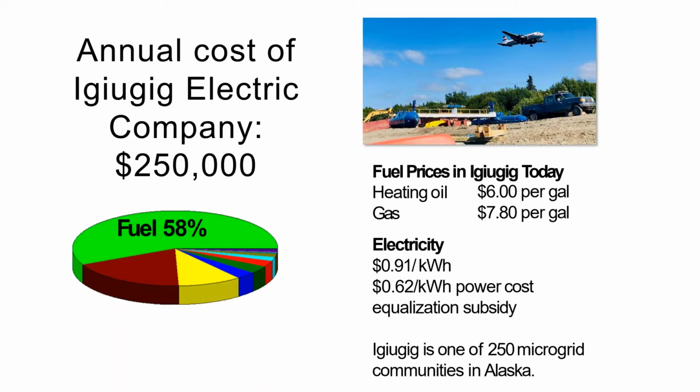On top of that, we're paying almost $1 a kilowatt hour. And if some of these programs that I just mentioned, like power cost equalization, were to go away, our residents would have a hard time affording to live in our community. And we're not unique. We're one of 250 microgrid communities in Alaska. Next slide, please.